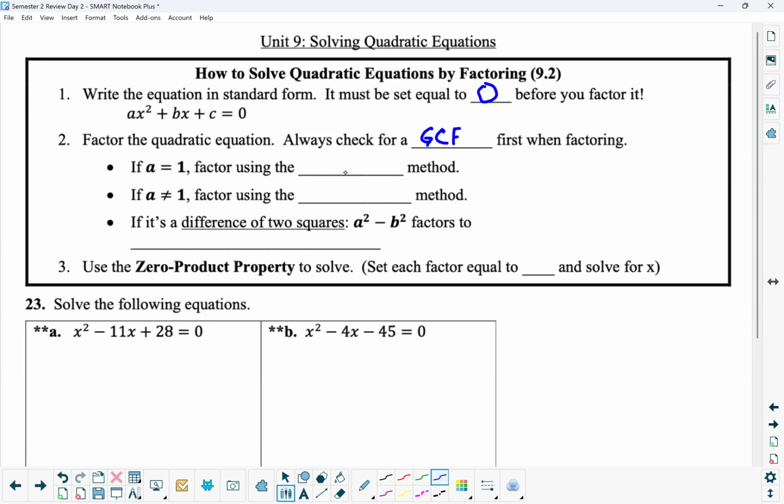If a is equal to 1, factor using the x method. If a is not equal to 1, use the slide method. If it's a difference of two squares, a squared minus b squared, it factors to a plus b, a minus b. And then once you have it factored, you can use the zero product property to solve it. Set each of your factors equal to 0 and solve for x.